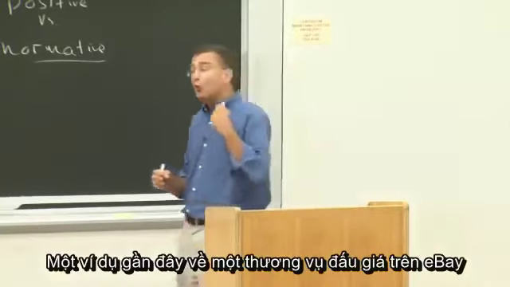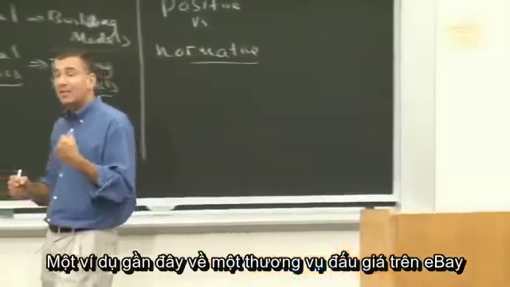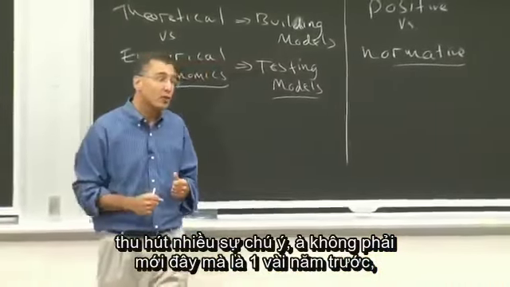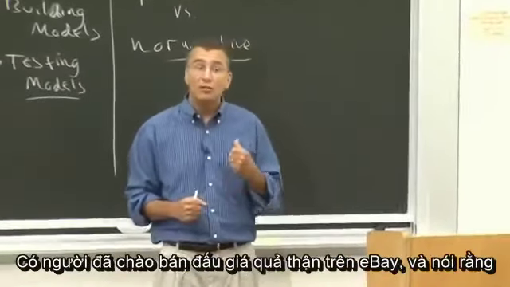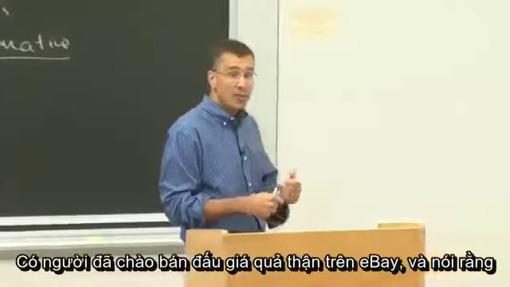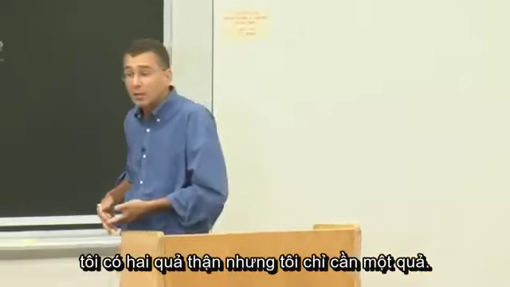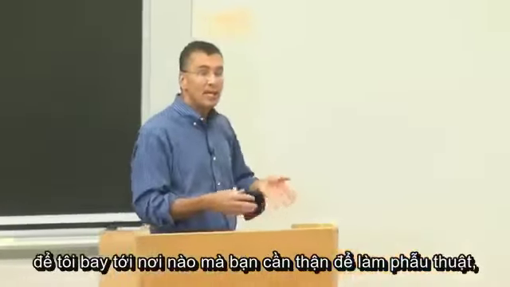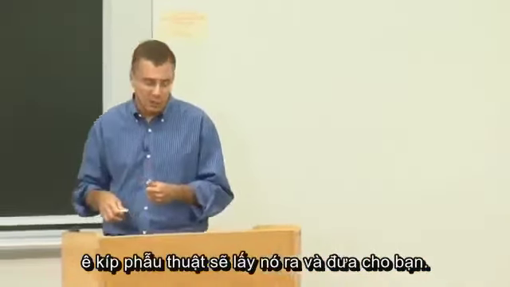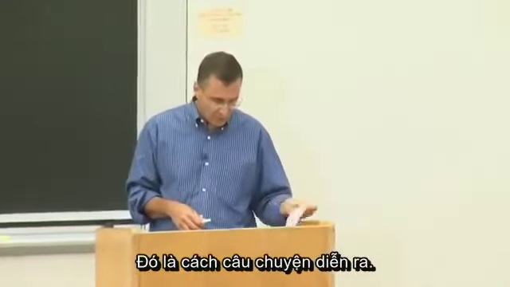Now, a recent example of an auction on eBay got a lot of attention. Not so recent anymore, a couple years ago. Someone tried to auction their kidney on eBay. They said, I have 2 kidneys. I only need 1. So I'm going to auction my kidney. You pay for me to fly to wherever you need my kidney, and the operation, they take it, I'm going to give it to you, and that's the way it goes.